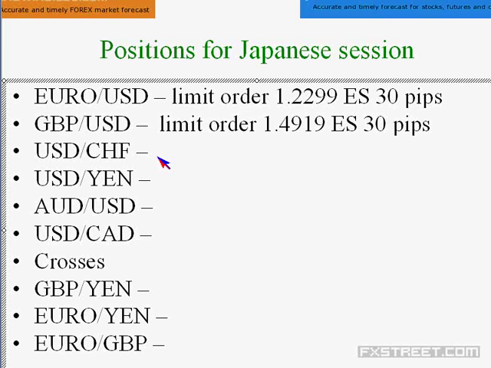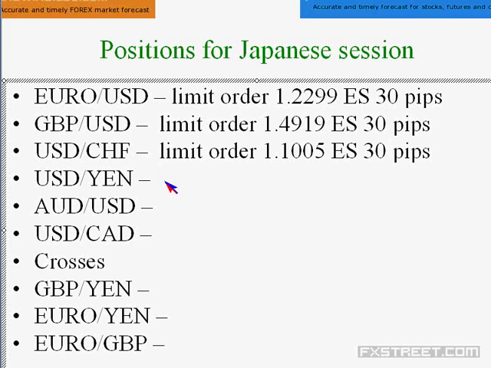Now USD CHF, 1.004 is the low, 1.1046 is the high. Currently the market is around 1.101. So I'll keep a limit order just 1 pip above the initial low and an entry stop of 30 pips.